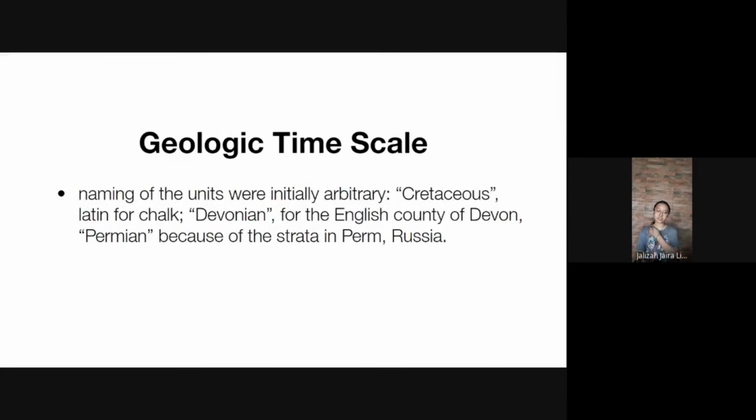So the naming of the units is actually arbitrary. When we say arbitrary, it does not necessarily mean that the terms are actually named by man. So medyo subjective yung ways as to how they are named. For example, we have the Cretaceous period. You would expect that the Cretaceous period is chalky, but no, not exactly. We have also Devonian, which is an English county, Devon, but it has nothing to do with the actual period, and so on and so forth.